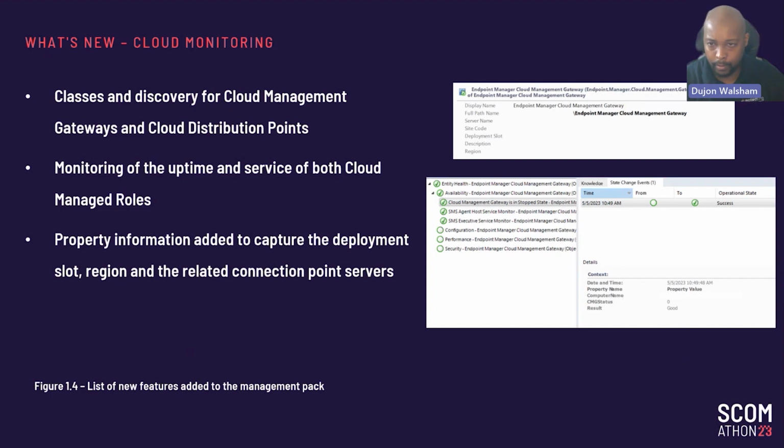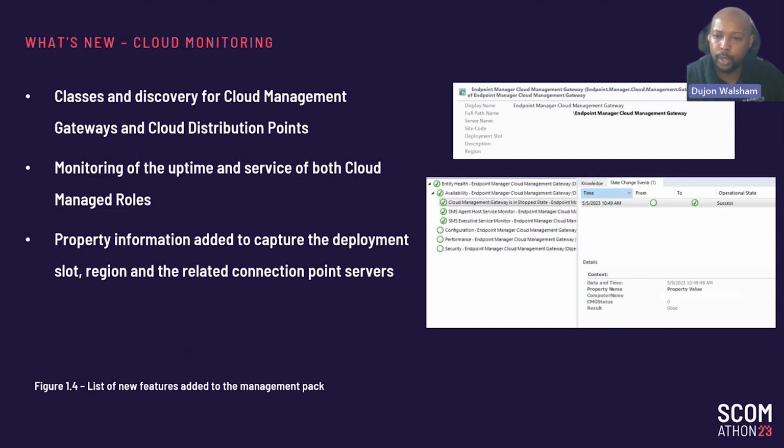This is helpful when you have either multiple primary sites or a cache server that might have a lot of child sites, then you can see all of the different site codes which relate to them. In addition, we can see information like the deployment slots which the CMG or the cloud distribution point belongs to. Description as well, which just follows any description that you've got on those particular roles. Another property we have is the region in which the cloud management gateway sits. So if you use East US or West US or Europe, that will also be picked up in the discovery details in the management pack in the overall views.